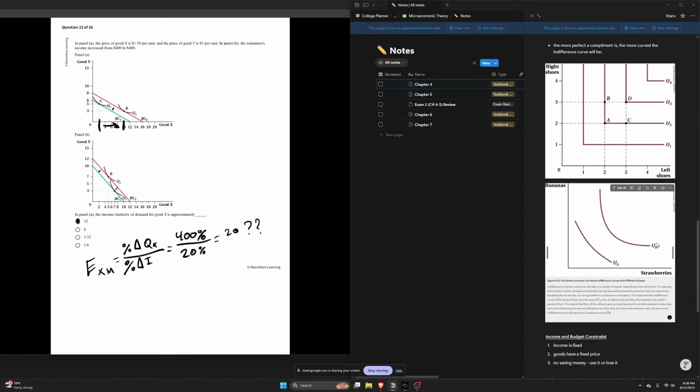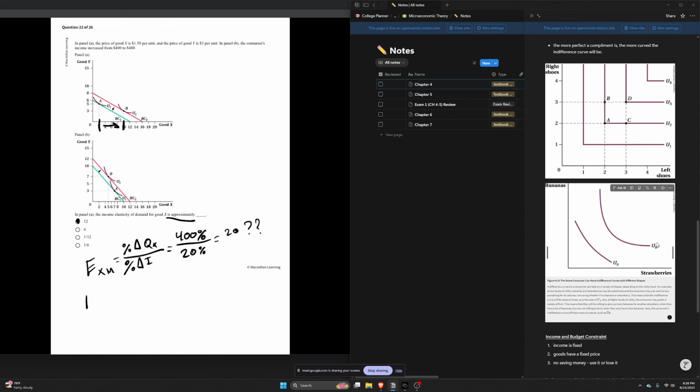This is another one that didn't really make a whole lot of sense to me. I knew how to do it, but I didn't get the completely right answer when I did it. So I chose the closest answer, and that was right. It does say approximately, but I got 20, and it was looking for 12. But it's that same income elasticity.